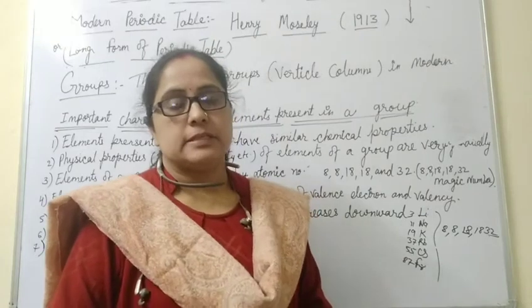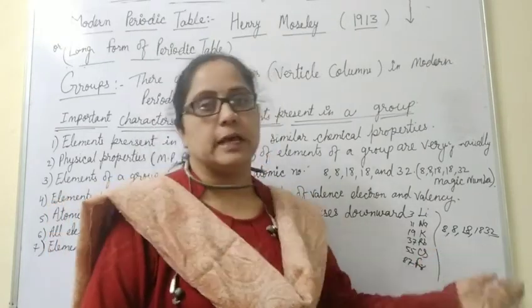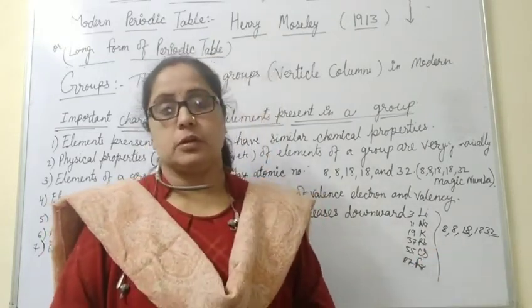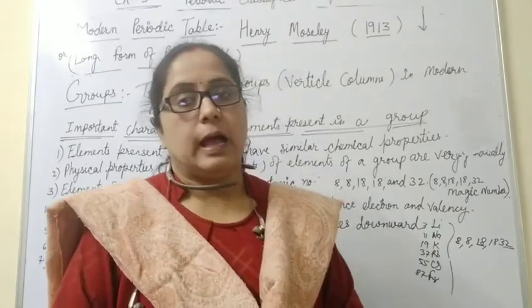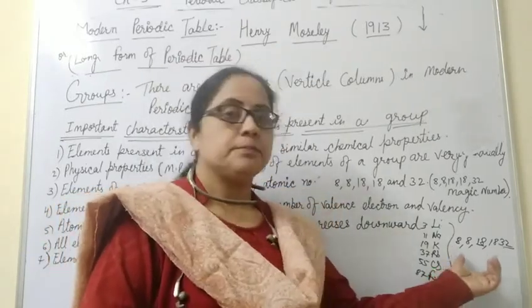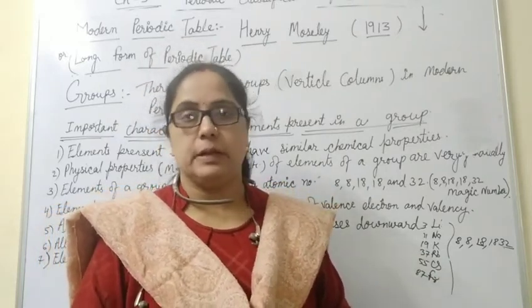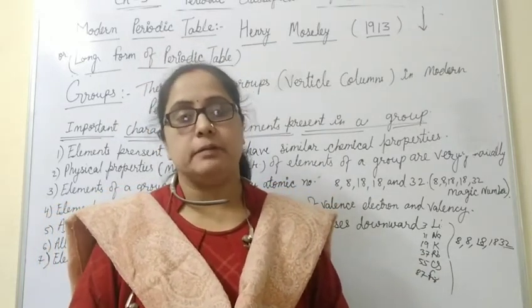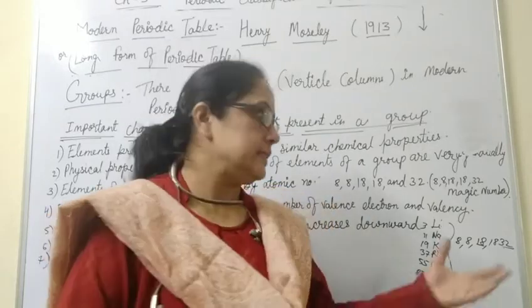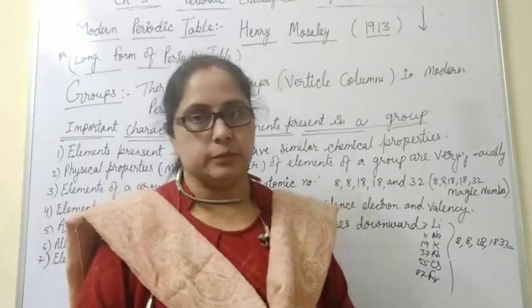At that time, scientists said that these numbers are magic numbers, because they thought that after an interval of these numbers, they get elements having similar properties, and it happened with the help of magic. So they called these numbers magic numbers.